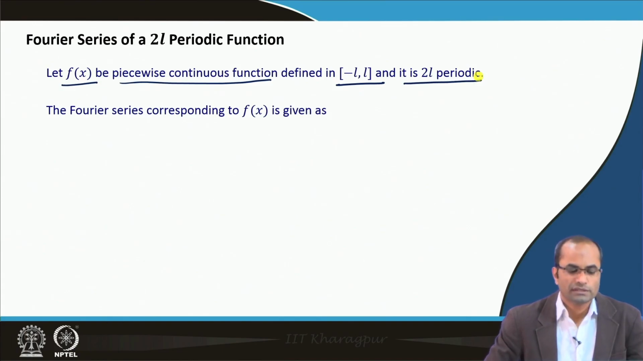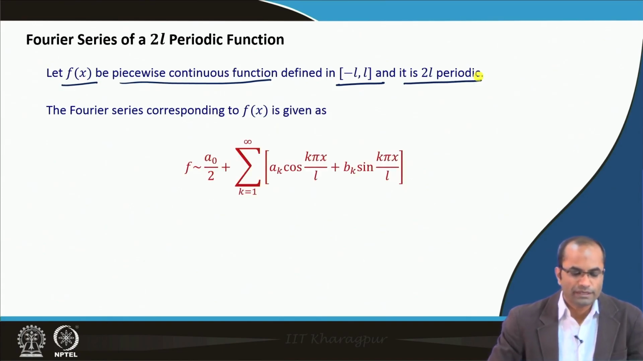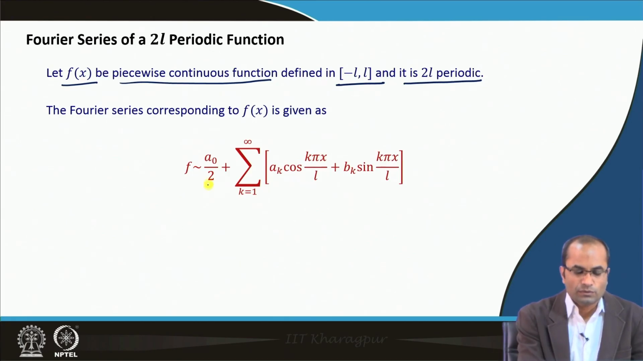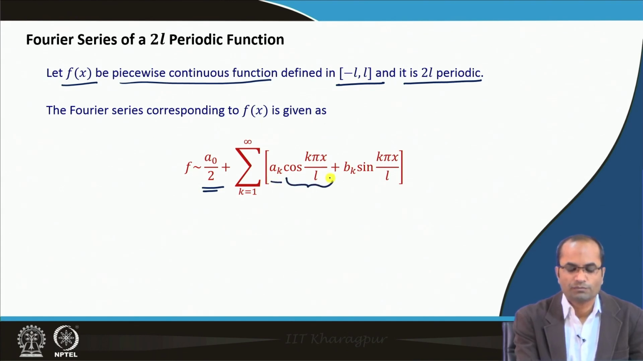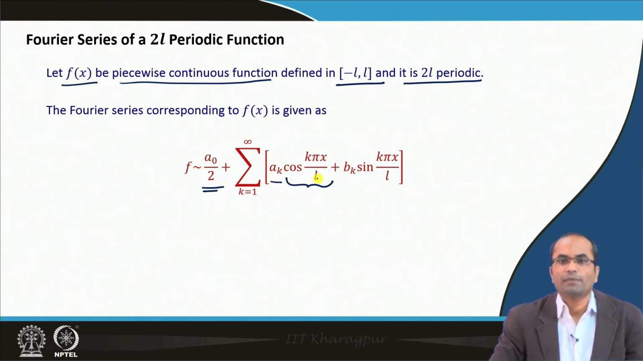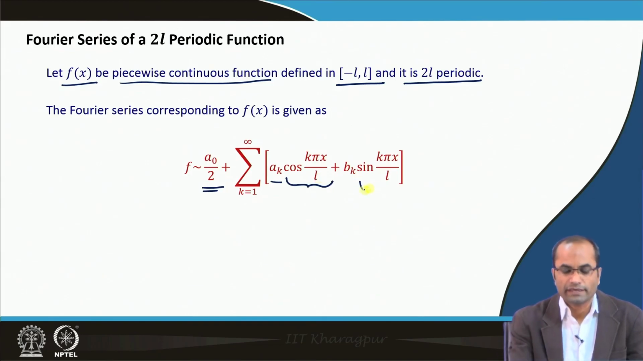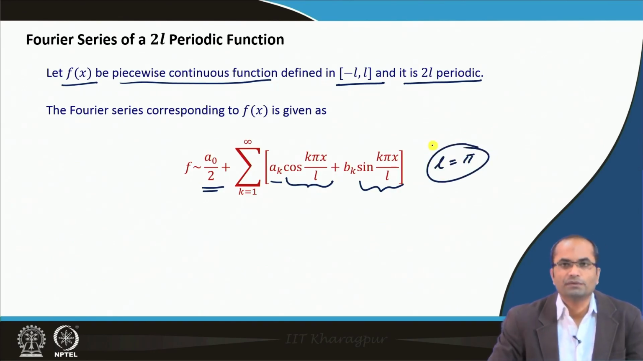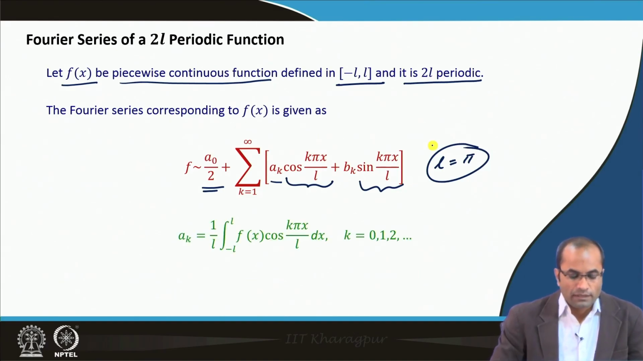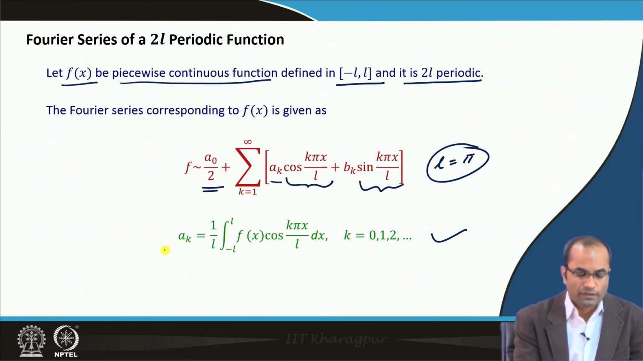Then its Fourier series will be given as a naught by 2, a constant term, and then we have a k, and instead of cos k x, now we have cos k pi x over L, and here sin k pi x over L. So, for L equal to pi, this will reduce exactly to the 2 pi periodic function which we have already discussed, and the coefficients are also similar now.